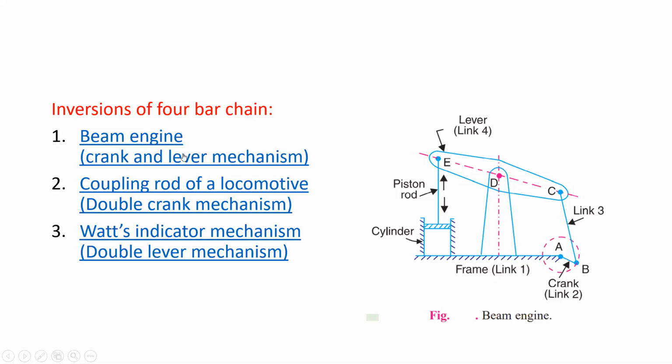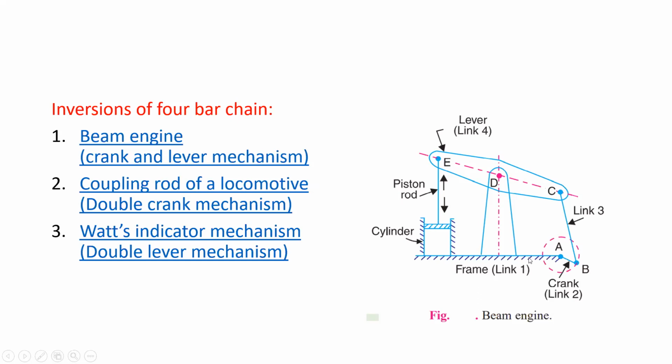So what is a crank and lever mechanism? Here one link will be a crank. You know the property of a crank is that it makes a complete revolution. And what is the lever? The lever will only oscillate, it will only make angular movement between two positions. So one link is the crank, another is the lever. This mechanism is used in the beam engine.